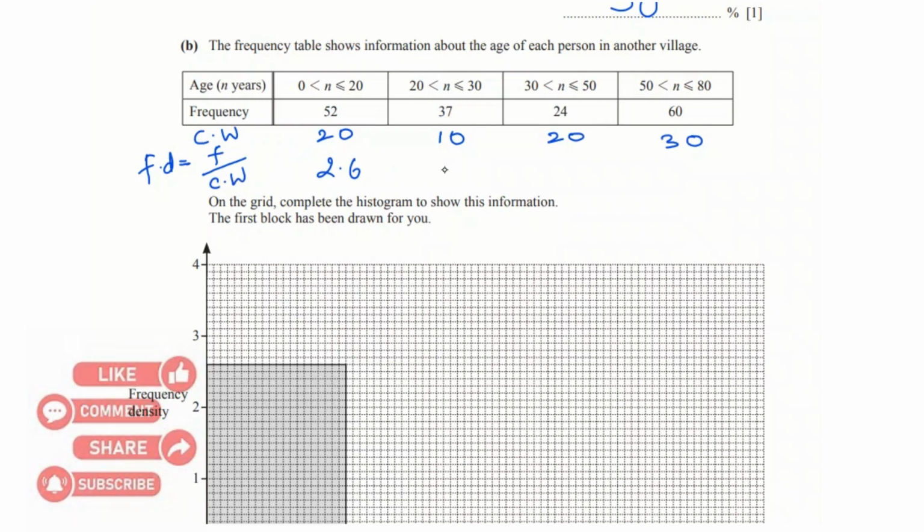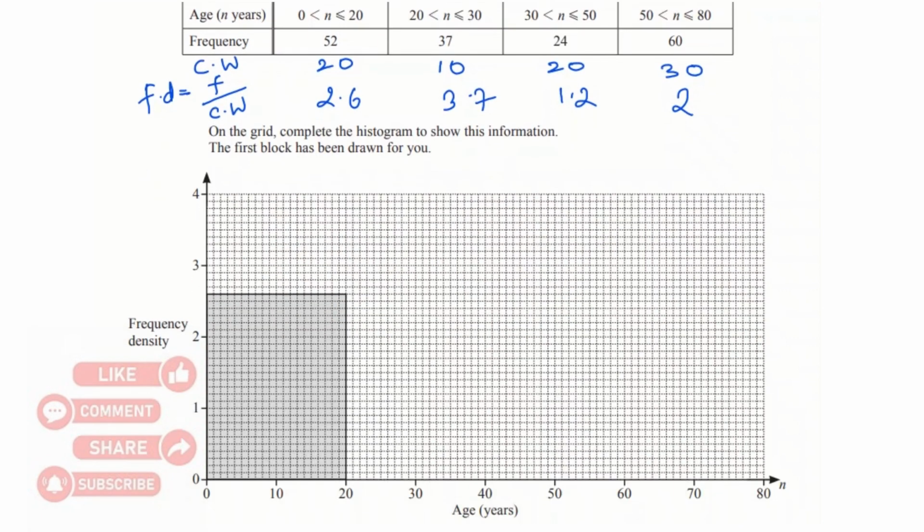37 upon 10 is 3.7. 24 upon 20 is 1.2. 60 upon 30 is 2. Now do the plotting, frequency density. So from 20 to 30, right? Then 30 to 50, 50 to 80.